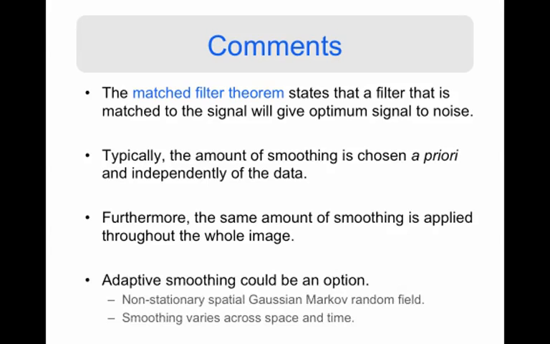Well, adaptive smoothing could be an option. There's some work on using non-stationary spatial Gaussian Markov random field models to do smoothing instead. Or you can do smoothing that varies across space and time. And so methods exist for doing that, but they're not kind of mainstream methods. The most mainstream is just to do Gaussian smoothing using a fixed kernel.